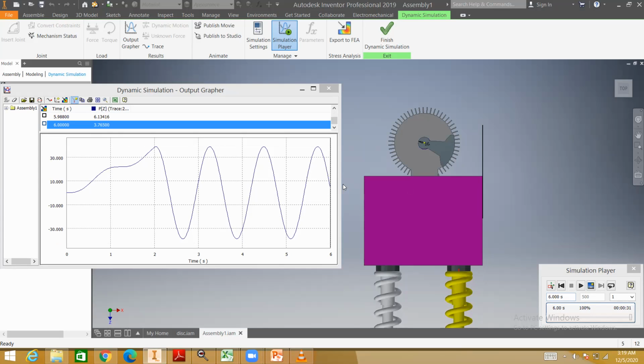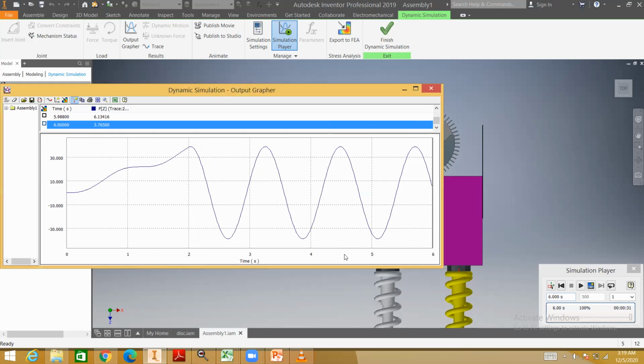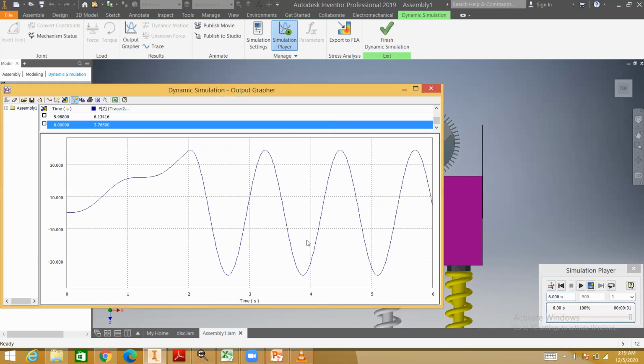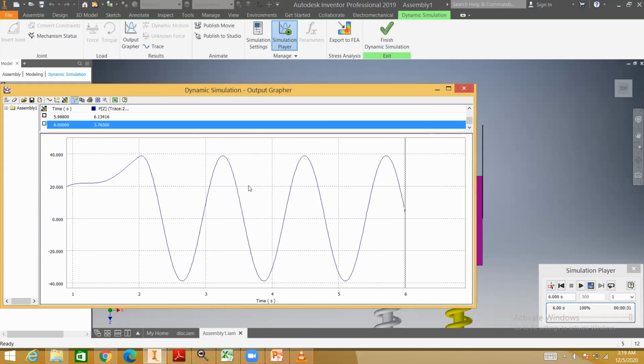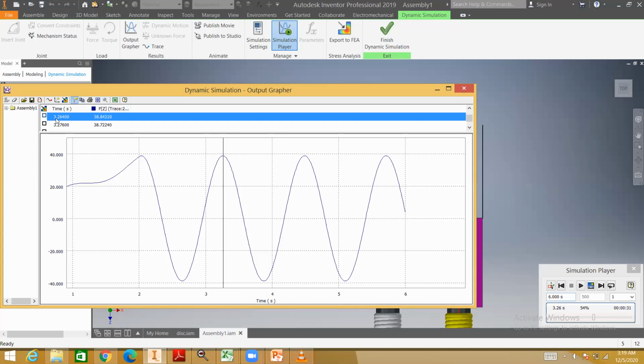To find the natural frequency, we need to observe this waveform. Basically, in this waveform the y-axis is the displacement and the x-axis is the time axis. To find the time period, we have to observe the distance along the x-axis for the peak values. So I will select the first peak value. Here the value is 3.26 seconds. You can note down this value, 3.26. So here t1 is equal to 3.26.